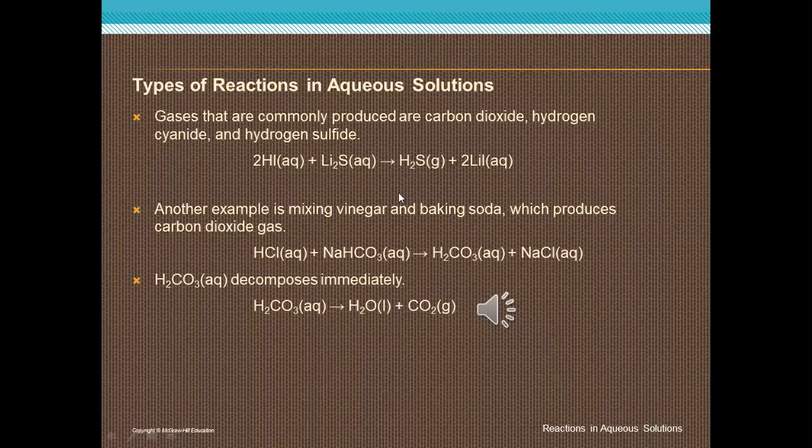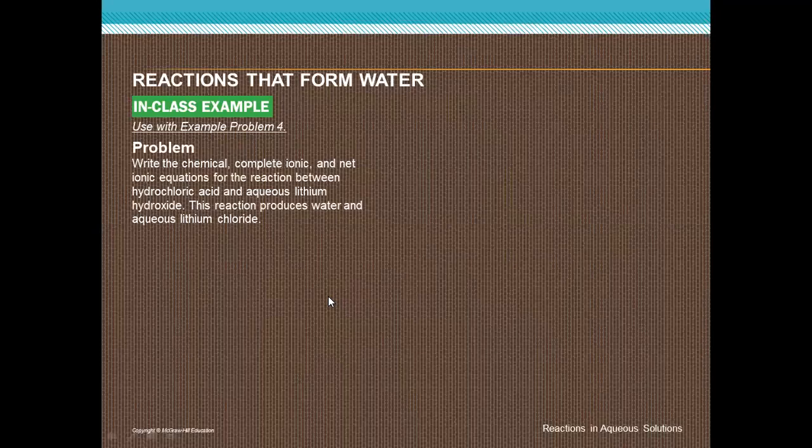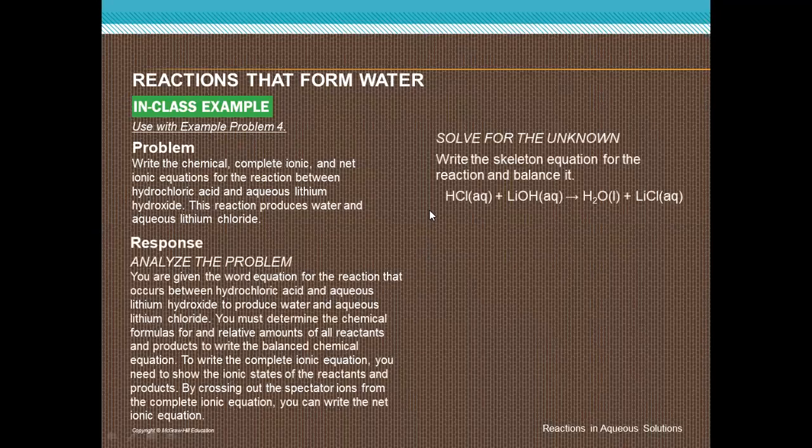Okay, this is the equation that we change into ions. Another problem. HCl aqueous plus LiOH to produce H2O liquid plus LiCl. As you make exchange for radicals, that's called a double replacement reaction. This reaction is a type of double replacement reaction. So HCl aqueous plus LiOH produce H2O plus LiCl.